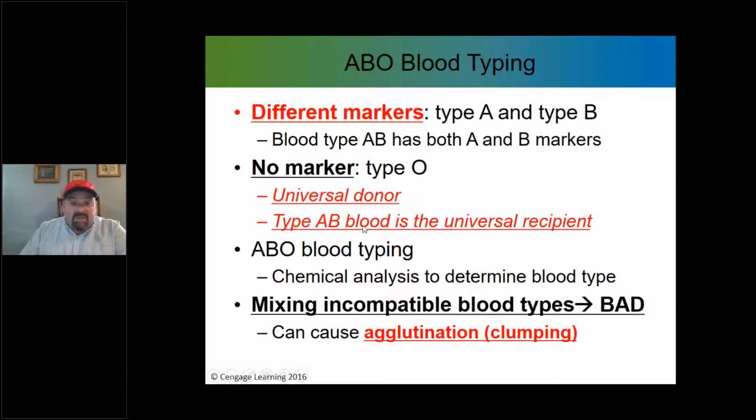Okay. Type AB blood can receive the different types of blood because it has A and B, so it can take type A, it can take type B, and it can take type AB as well as O. Okay, so very important to know that. Mixing those incompatible blood types, yeah, it's not a good thing. It leads to this agglutination. This is a clumping that can take place.